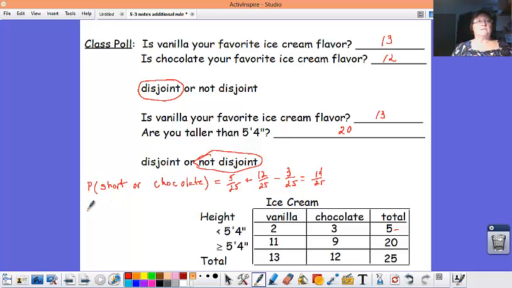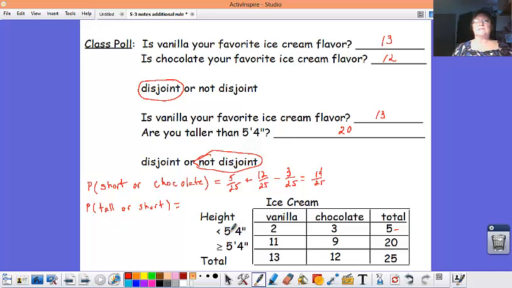Okay, now ask yourself, what's the probability that someone was taller than 5'4" or not taller than 5'4"? Well, that seems pretty easy to answer. That should cover our whole class, right? Because these things are disjoint. You can't be in both categories. So we should, when we look at these probabilities, add up to everyone.